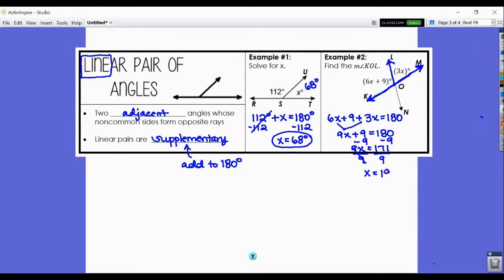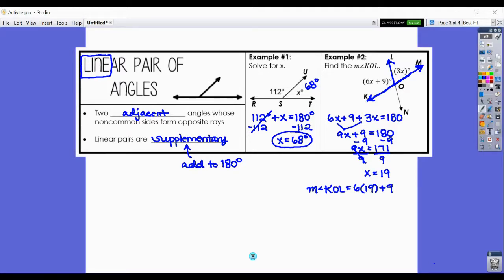Now I do not stop there because that was not what the question was asking. Like example one, it just said solve for x. But here it wanted me to actually solve for the measure of angle KOL. So what I have to do now for the measure of angle KOL is I have to plug in that x. So it turns out to be 6 times 19 plus 9. When I go ahead and do that in the calculator, I get my answer.